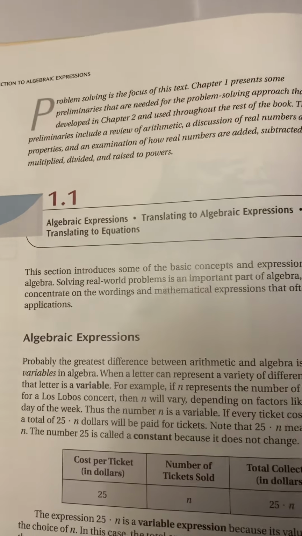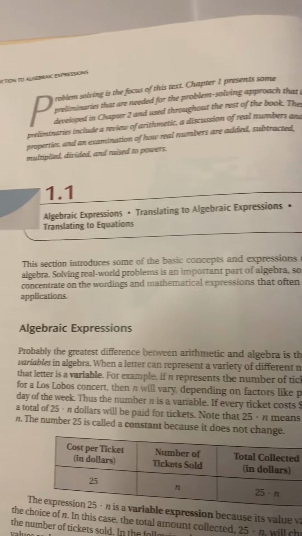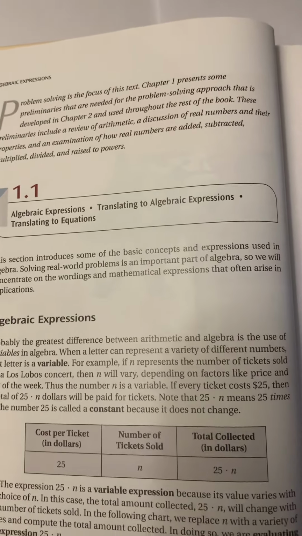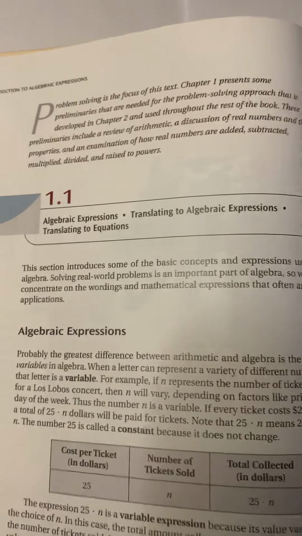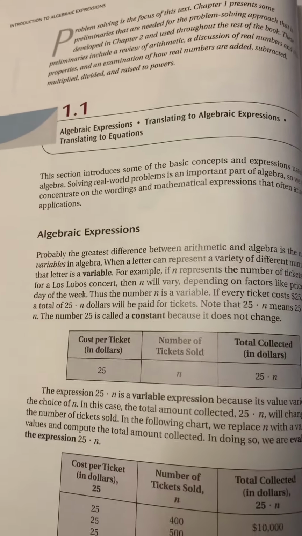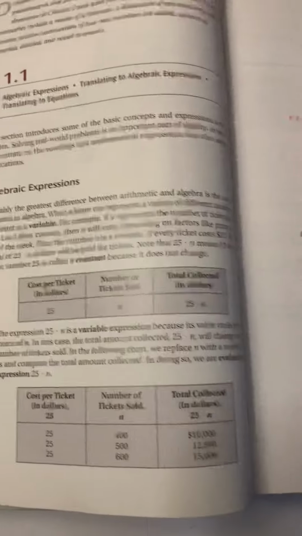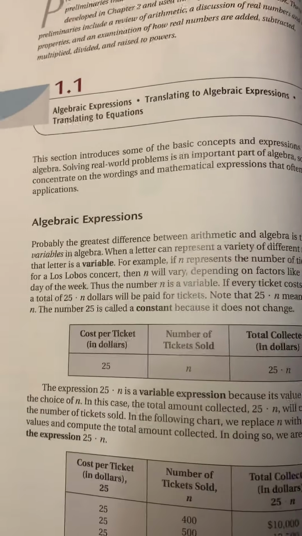The preliminaries include a review of arithmetic, a discussion of real numbers and their properties, and an examination of how real numbers are added, subtracted, multiplied, divided, and raised to powers. So many of these topics are taught in grade school, all the way down to elementary, but usually starting in middle school and continuing on into high school.